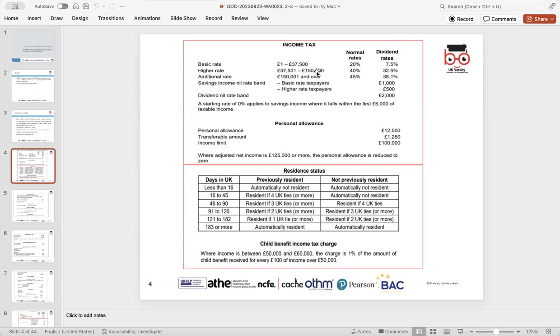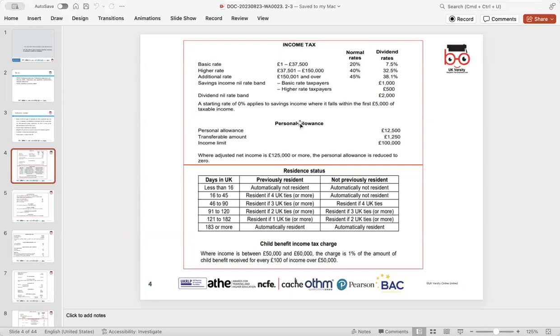Here we will discuss some important allowances and contributions as well. The personal allowance, which is the amount of income you can earn tax-free, is 12,500 pounds. However, this allowance may be reduced for individuals with adjusted net income over 100,000 pounds, and it is completely phased out for those with adjusted net income over 125,000 pounds.